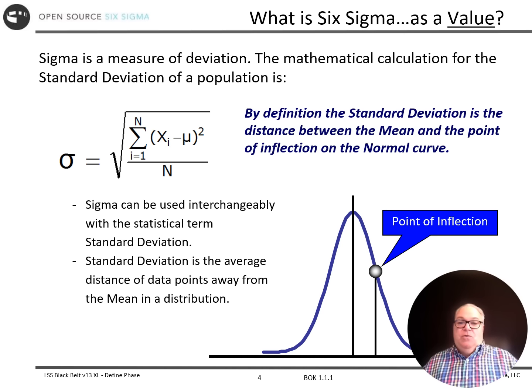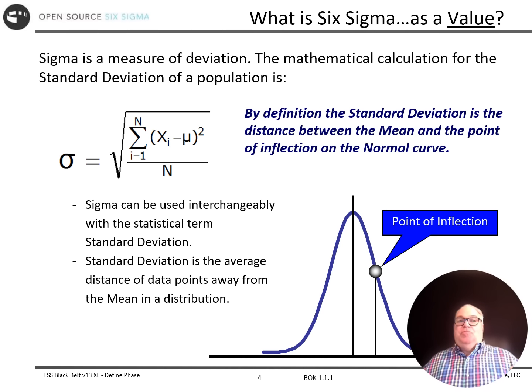units as the mean. So standard deviation, if our mean is in feet, the standard deviation is going to be in feet. If our mean is in PSI, our standard deviation is going to be in PSI. So that's how we calculate it.